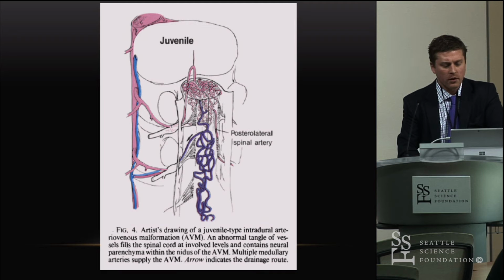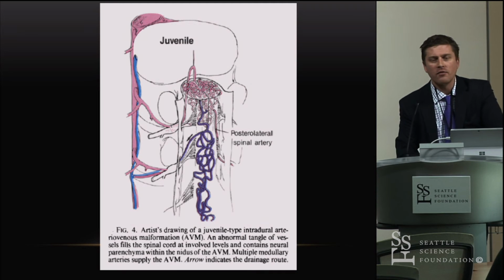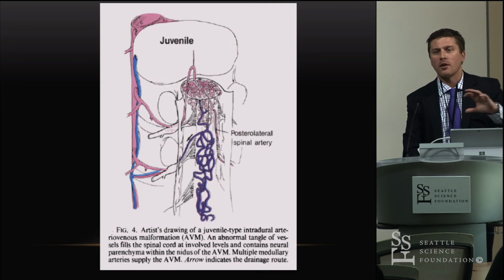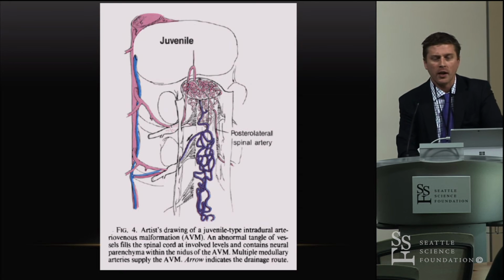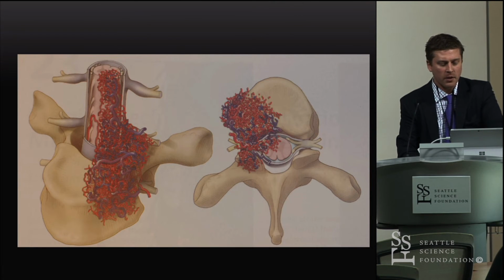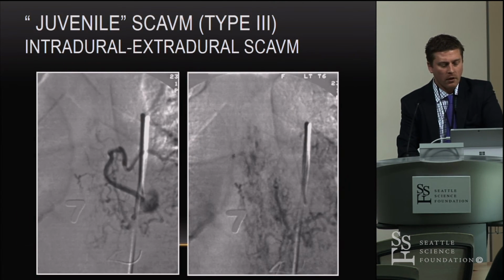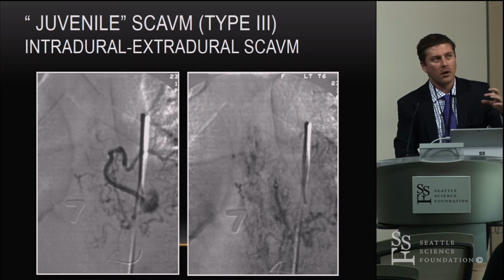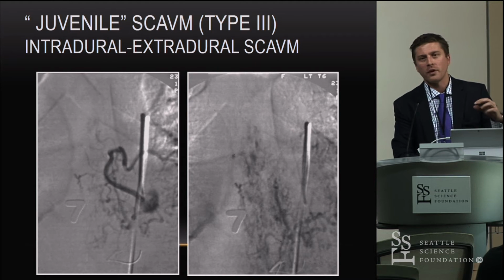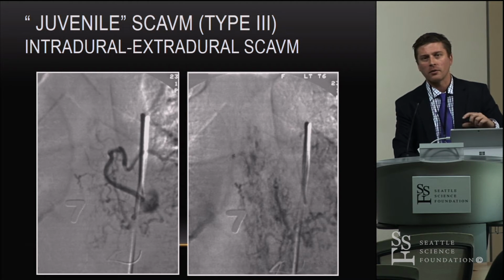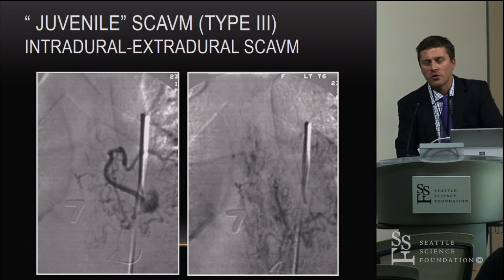The juvenile AVMs, they're the ones that fill up basically the whole spinal cord. Again, these are really rare. You probably will never see one. Here's an example of a juvenile or type 3 AVM. They're filling up the whole spinal cord with intervening normal spinal cord. So in terms of surgery, they're not surgical candidates. You're going to end up paralyzing people.